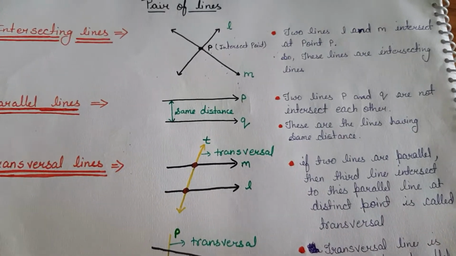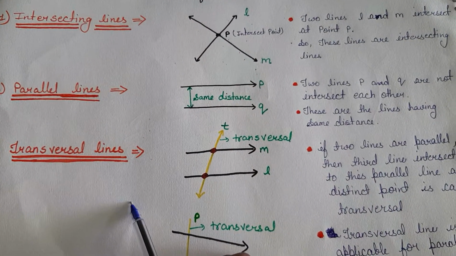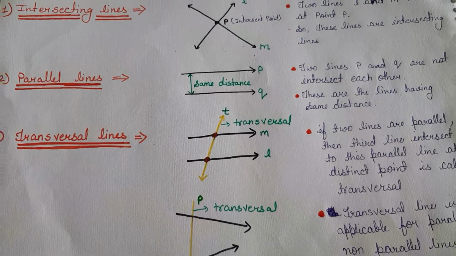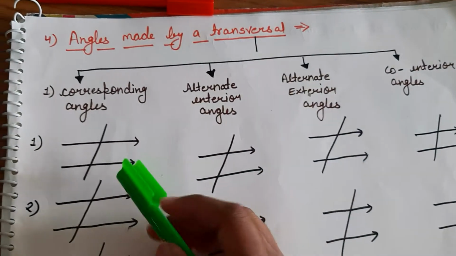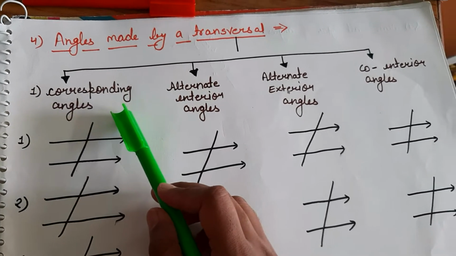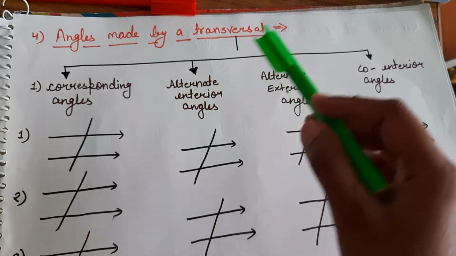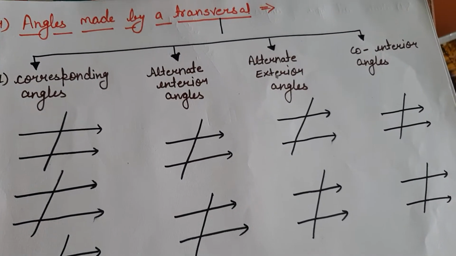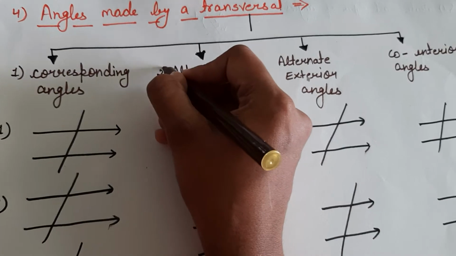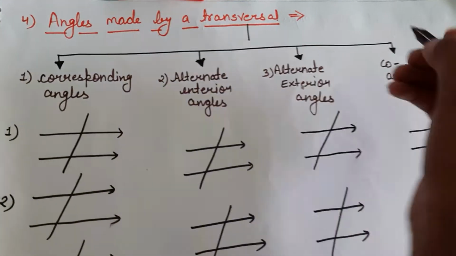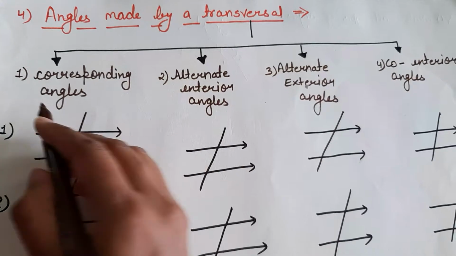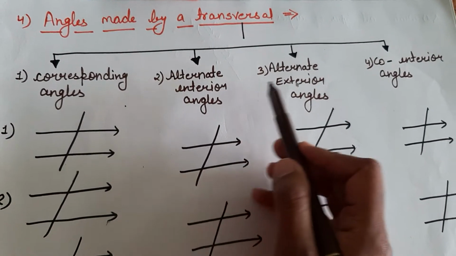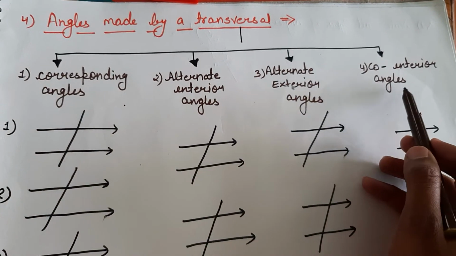Okay, now some examples related to this transversal line. Some angles are made by the transversal line. First, the corresponding angle you have to learn. Second, alternate interior angle, third, alternate exterior angle, and fourth is co-interior angle. These are the angles made by a transversal line. These are the four types you have to learn.